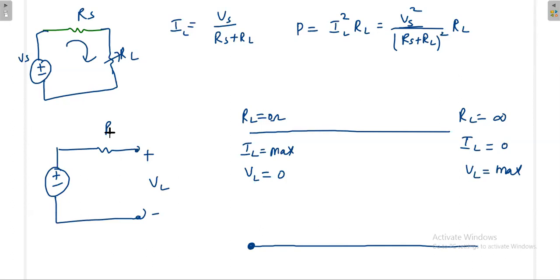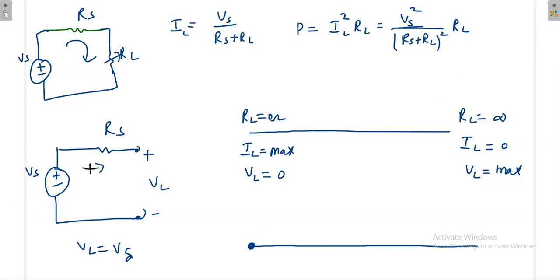Then you simply apply the KVL. Finally, you will find that VL is equal to VS only, because you may have some confusion: current is not flowing, then how is the voltage coming? That is possible. You have to just apply the KVL. That's why in the beginning itself I told you, without current there may be voltage, and without voltage there may be current. That is decided by the circuit and the KVL as well as the KCL.